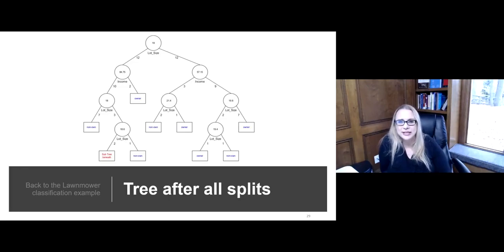So this is what you would see after applying all of the different splits. The top part is what we saw in that earlier diagram where we saw income and then lot size on the X and Y labels with the different splits. So this is a representation of what the tree would look like.